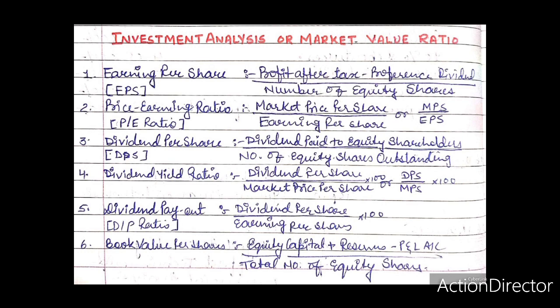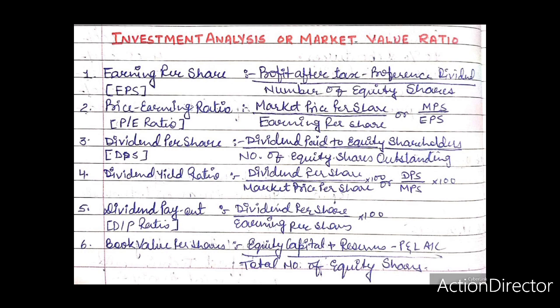Number 2. Price earning ratio, in short PE ratio, meaning and computation. The price earning ratio expresses the relationship between the market price of a share and earning per share. In other words, it indicates how many times the market price of a share is to its earnings. Expressed as a formula, the ratio is calculated as market price divided by earning per share, or in short MPS divided by EPS, where M stands for market and E stands for earning.